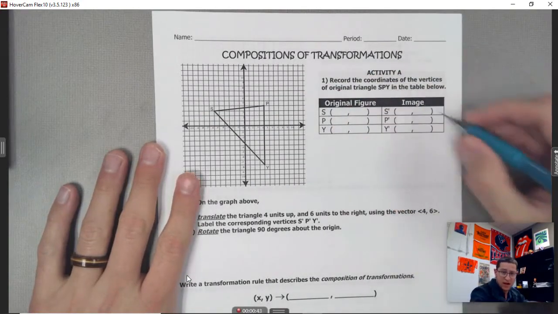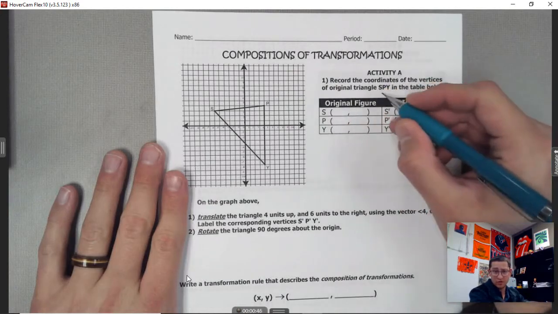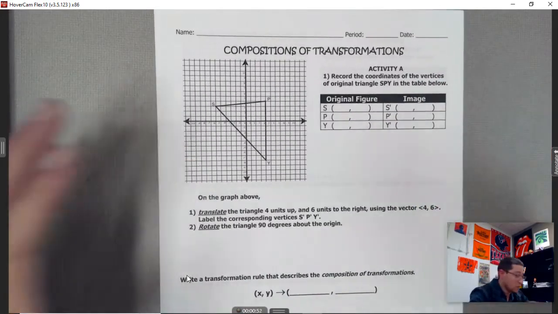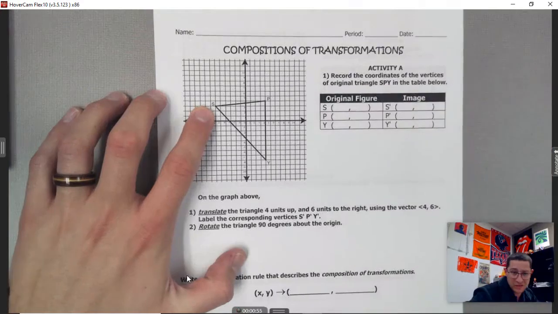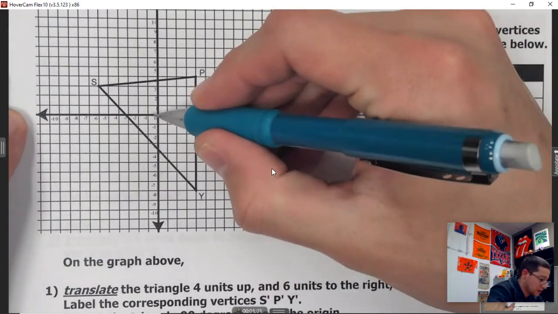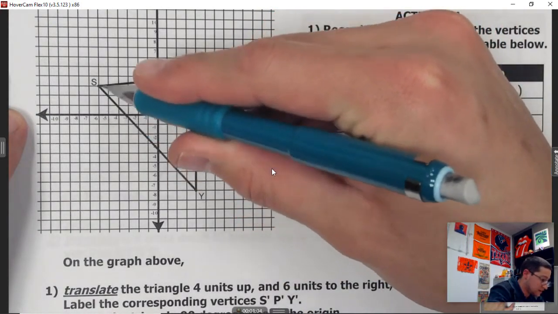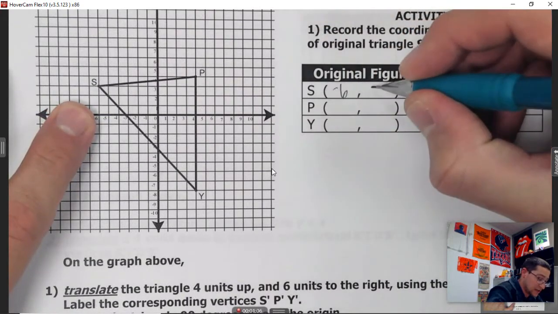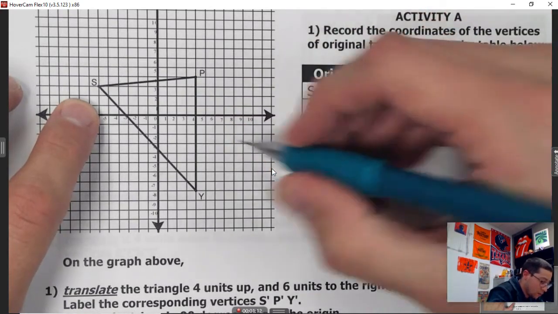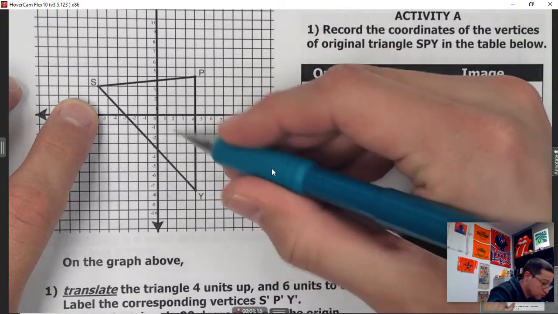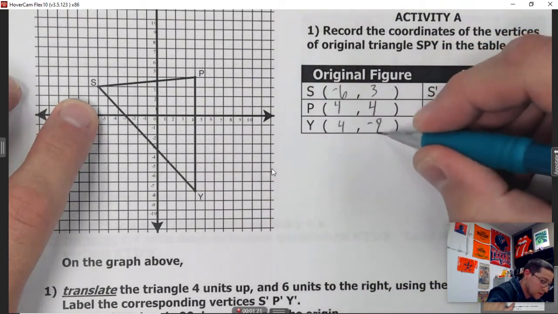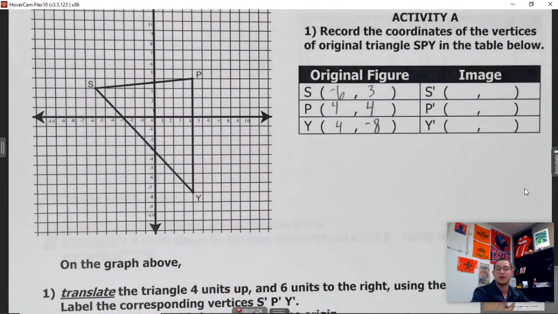So we've got the coordinates of the vertices of the original triangle, SPY, in the table below. I know it's probably a little bit difficult to see here. Let's zoom in so we can get, yeah, there we go. Now we're rocking. So S is at negative 6, comma 3. We've got P at 4, comma 4. We've got Y at 4, comma negative 8. Sometimes it's hard to see those numbers, but there it is.